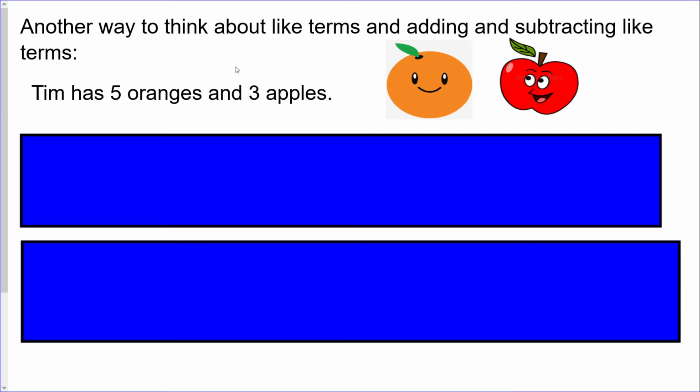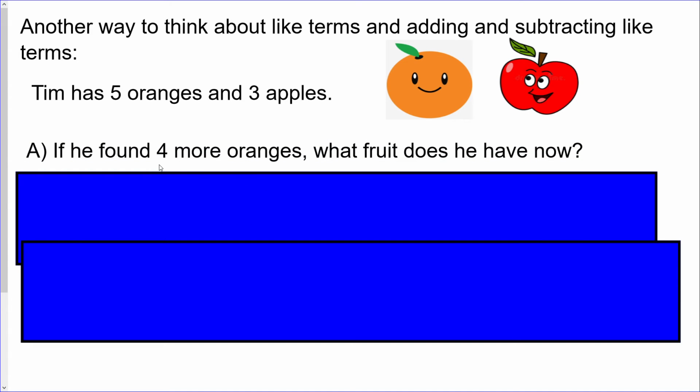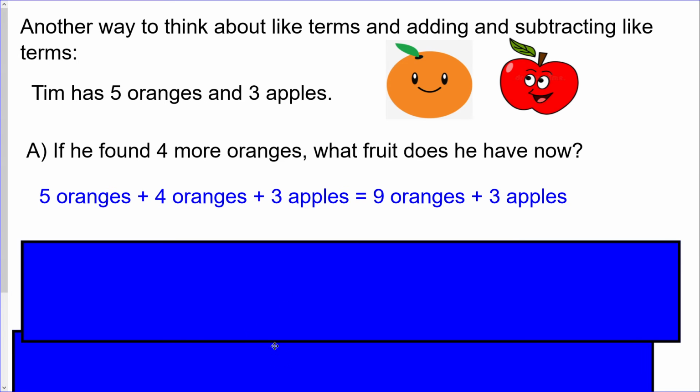I want to do a slightly different way to think about like terms and adding and subtracting like terms. We're going to use an example of our friend Tim here, who has 5 oranges and 3 apples. Just bear with me on my metaphor here. If he found 4 more oranges, what fruit does he have now? So we've got 5 oranges, and then he found 4 more oranges, so plus 4 oranges.